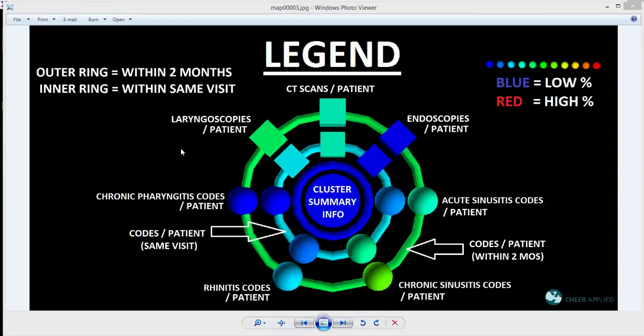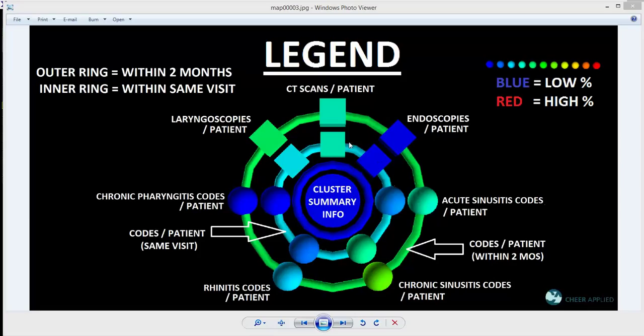In this example, we will show how Signifix's visualization technology can be applied to a fairly complex medical example. We are trying to determine whether there are certain clusters that administer CT scans improperly when a patient is initially diagnosed with acute sinusitis. The outer ring and its elements deal with all codes and procedures that are administered to a patient within 2 months of the initial diagnosis of acute sinusitis.